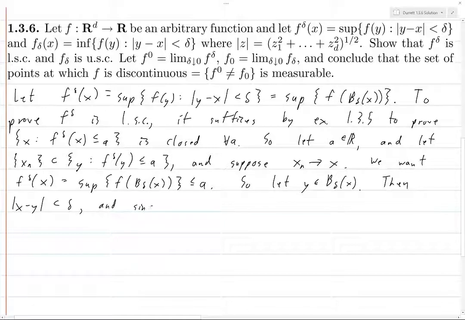And since xn converges to x, there exists an n large enough such that the distance between xn and x, remember, as n increases, this distance needs to converge to 0, so we can choose an n large enough such that this distance is as small as we need it to be. And it turns out we need this distance to be less than delta minus the distance between x and y.